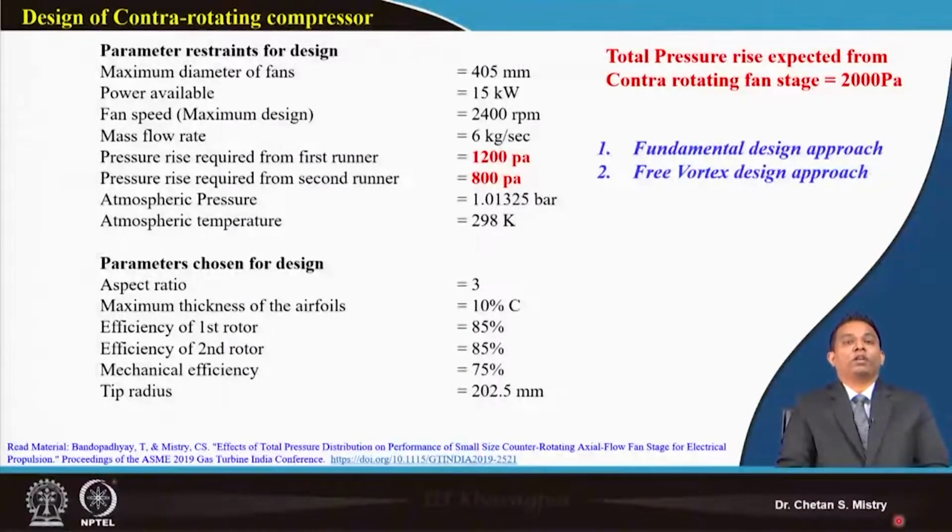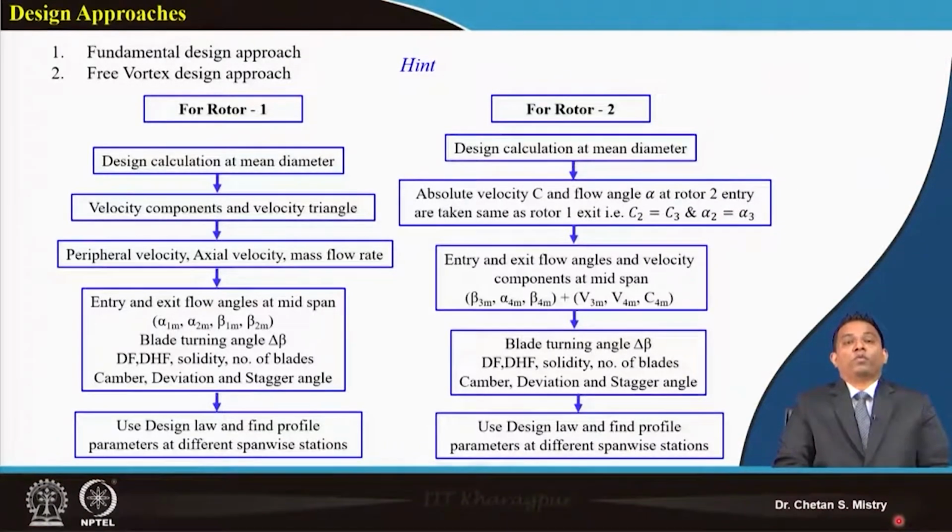If you recall, this will give you an idea. For the low speed axial flow compressor we had taken an aspect ratio of 1. Here we are considering an aspect ratio of 3. Now this is all we have discussed as hints for solving the problem.